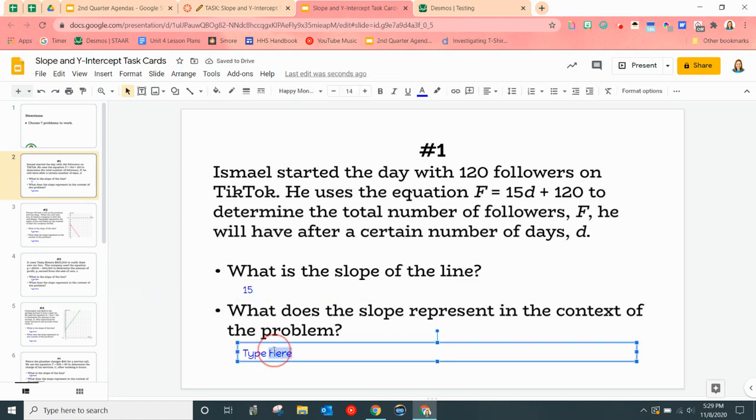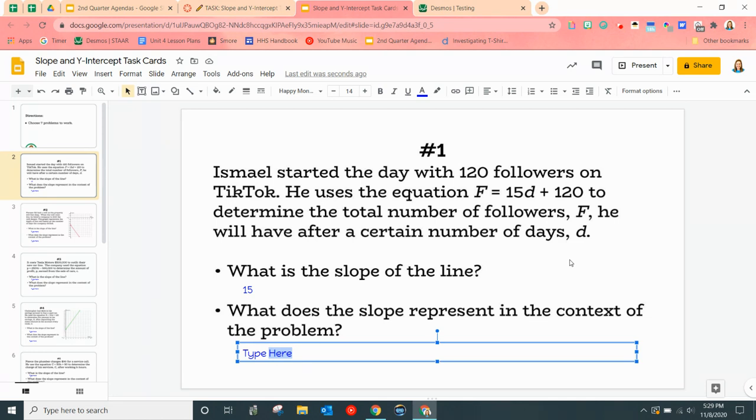Now it says, what does the slope represent in the context of the problem? So remember, slope is rate of change. How much is something changing? And this is changing based off of his followers changing after a certain number of days.